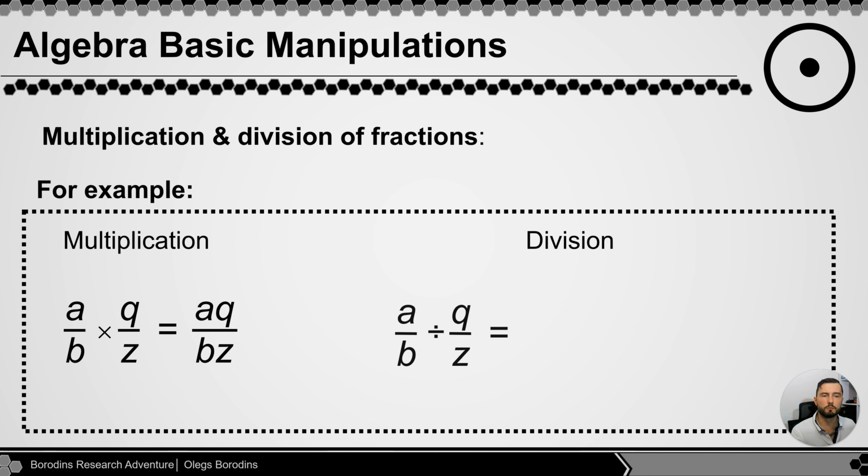With a division, it's a little bit trickier, where we have a divided by b divided by q divided by z. To do so, we need to flip it here, and we will get a divided by b times, so you can see the sign has changed, z divided by q. So we can see that the numerator here becomes the denominator and the denominator becomes the numerator. And now we have a multiplication, and we can multiply it straightforward. And we get a times z divided by b times q.